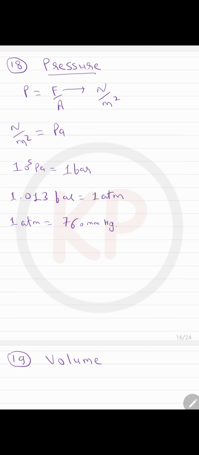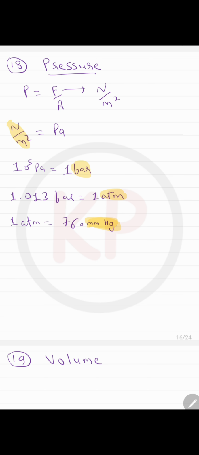So we can say the units of pressure include mmHg. You can measure pressure in terms of mmHg. Doctors measure blood pressure in terms of mmHg. Atmospheric pressure is measured in terms of atm. The pressure inside a gas cylinder is measured in terms of bar, and the general unit is Newton per meter square.